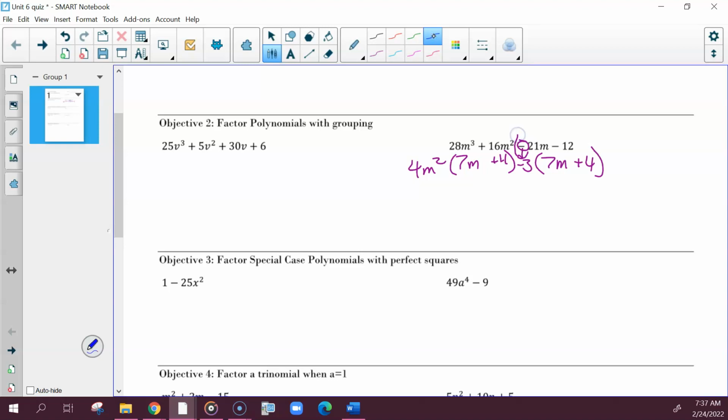And then our last step, write out our final factors, which are what? 4m squared minus 3, 7m plus 4.